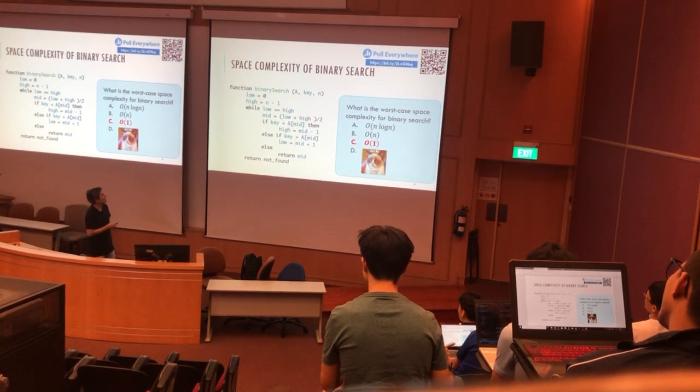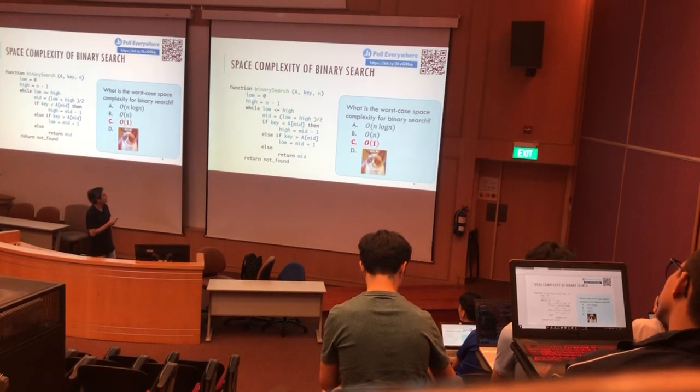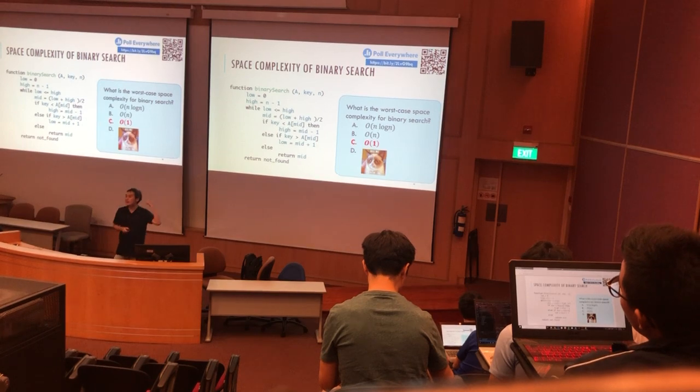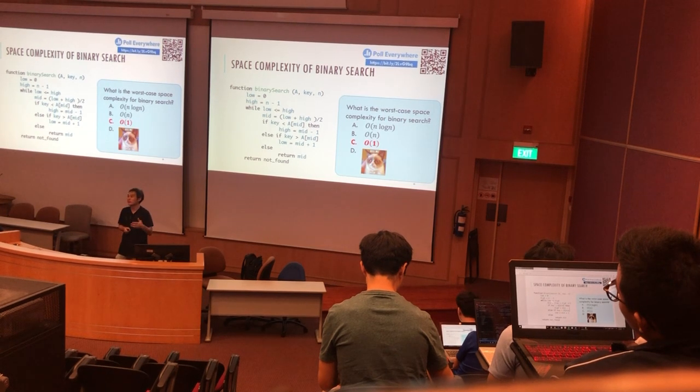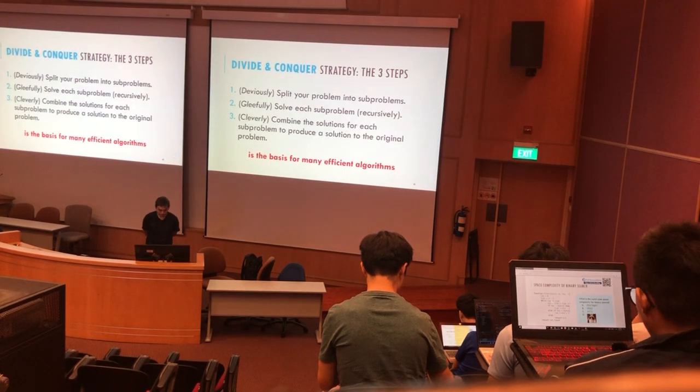I'm only creating a fixed number of variables: low, high, mid. Those are three. It doesn't matter how large n is, I always just create three variables. That's why it's O(1). It's bounded by a constant, and the constant in this case is just 3. So it's O(1) for this problem.